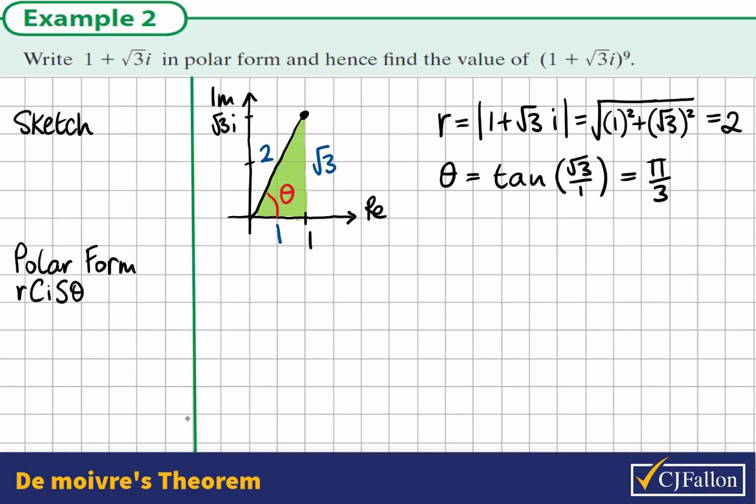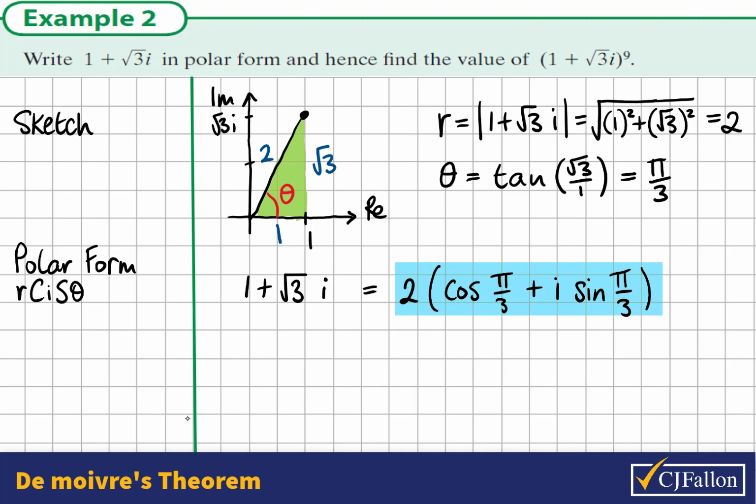So in polar form, we'd express 1 plus root 3i in terms of its modulus and argument. It becomes 2 times the cosine of pi over 3 plus i sine pi over 3. This is the first answer.